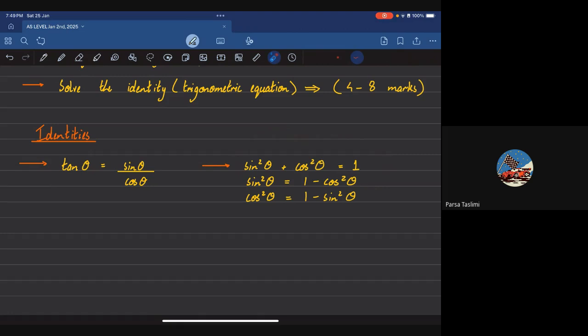I'll always tell my students that identity solving or identity proving is a bit more of a creative job for the student. How is it a creative job for the student? Because it is going to test how creative the student actually is.